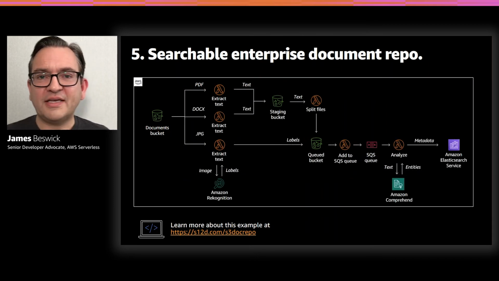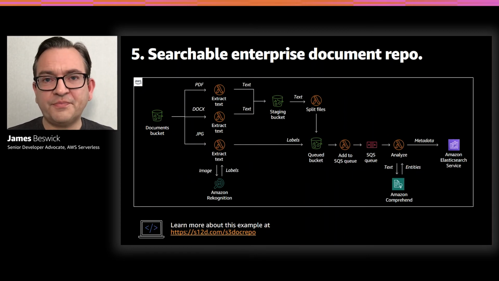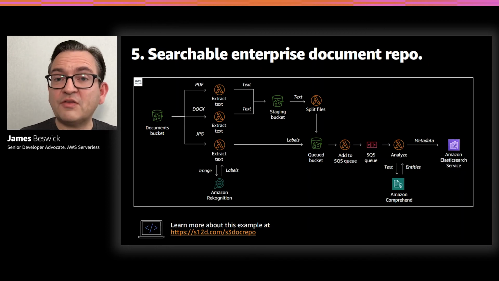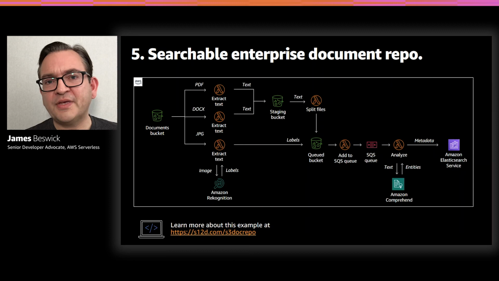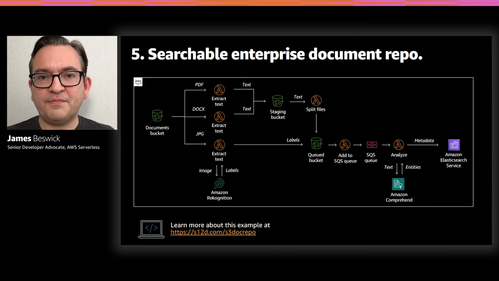So the architecture looks like this. The documents and images are saved in the documents bucket on the left. Depending on the file type, this triggers a custom parser function. For PDFs and docx files, the extracted text is stored in a staging bucket. If the content size is more than 5,000 characters, it's broken into smaller files by a Lambda function, and then saved to a queued bucket. For JPEG files, the parser uses Amazon Rekognition to detect the contents of the image. The labeling metadata is then stored in the queued bucket.